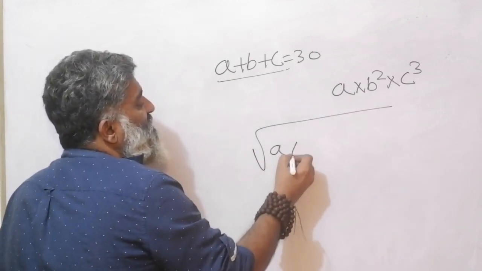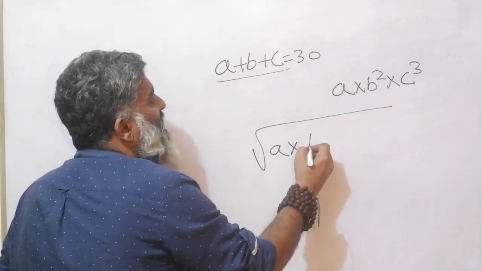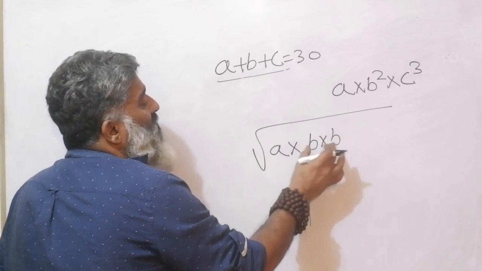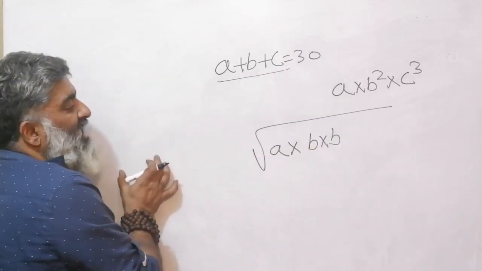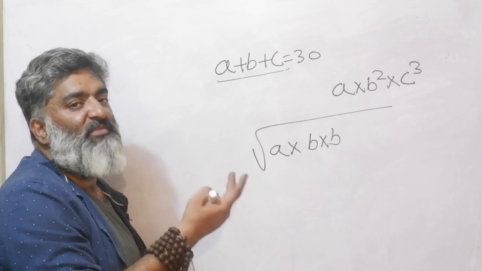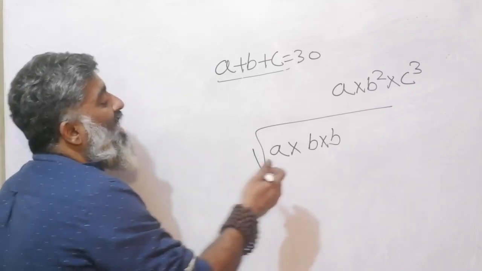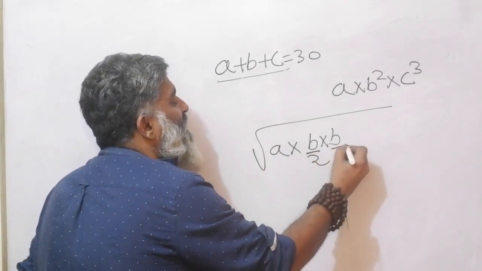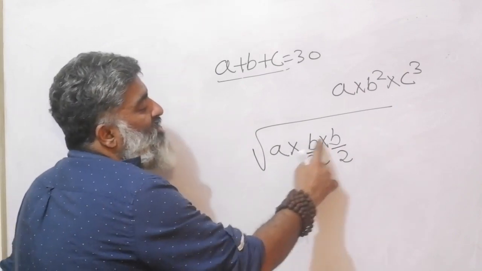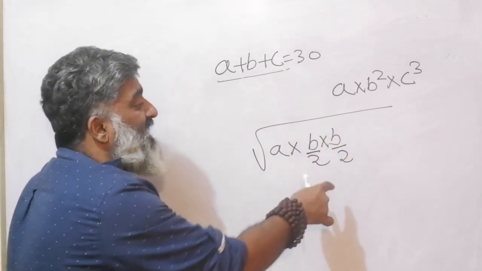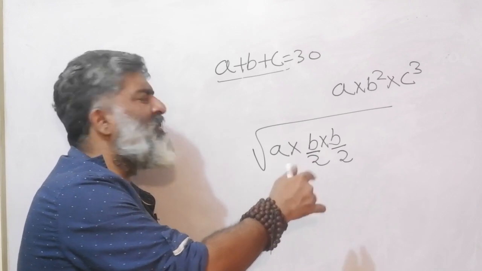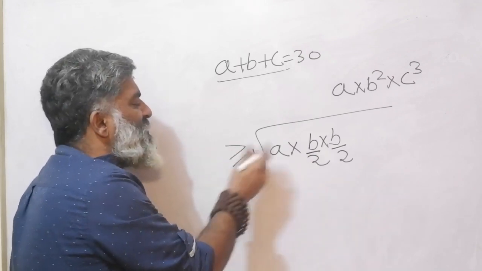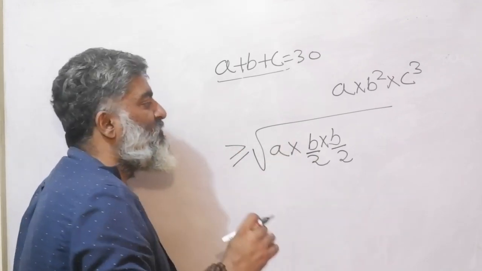For a, I just need an a. For a b square, I need two b's. But if I do two b's, on the other side I will get b plus b, which will give me a 2b, and I do not want that. How do I fix it? Divided by 2, divided by 2. Because now the product will have a b square. Yes, it will have an extra 4 also, but that's okay. In this equation, equality I will change later, not a problem.